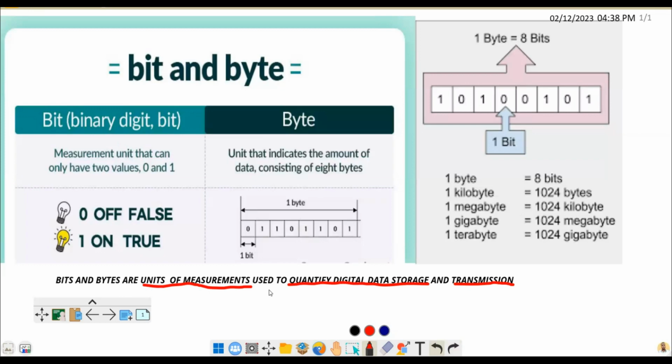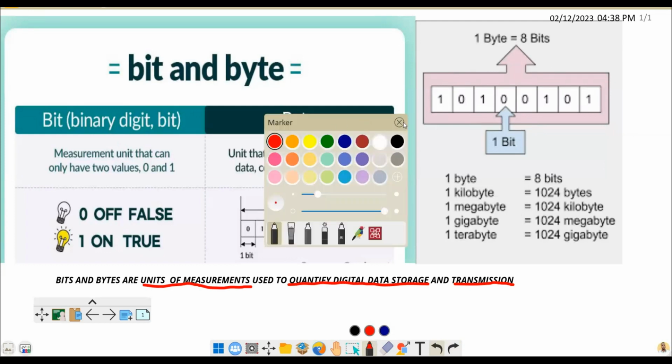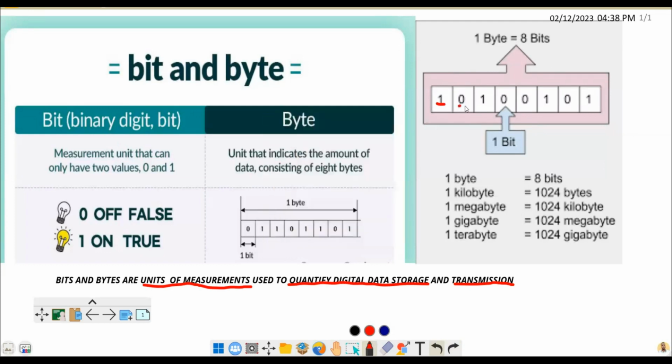So a bit is the basic unit of information in computing and digital communication. That's what you need to know: when I talk of a bit, in simple terms, it's a basic unit of information in computing and digital communication. It has a value of either 0 or 1. As you can see here, this is a bit. So I can have a 1 here, a 0, a 1, a 0. This is what we call the representation of bits.